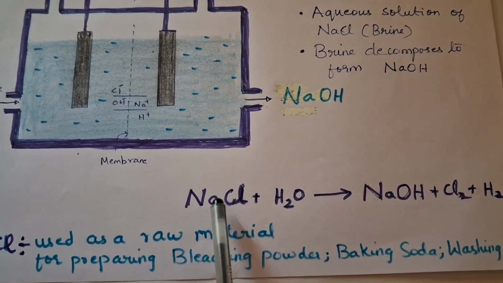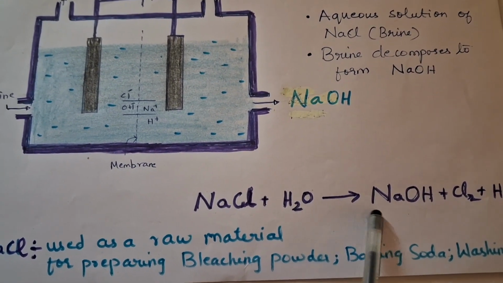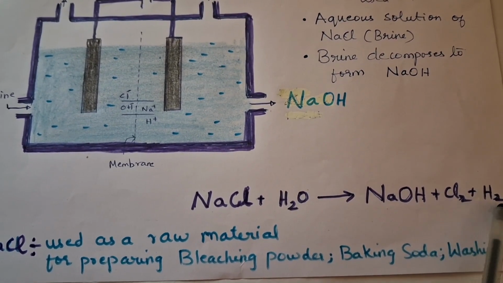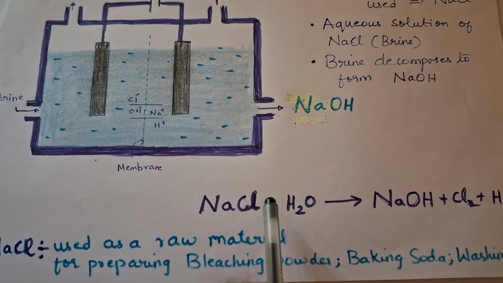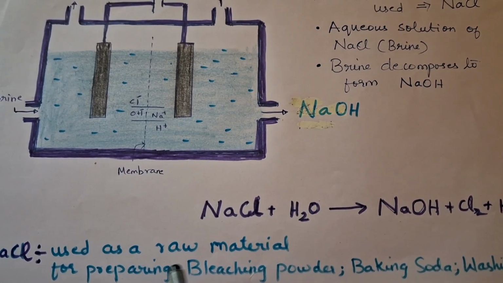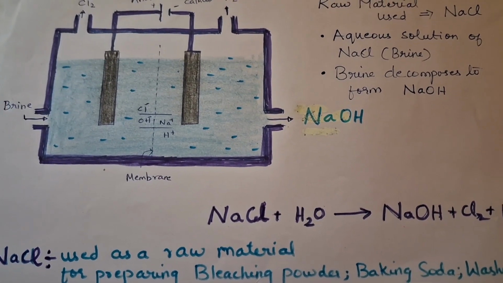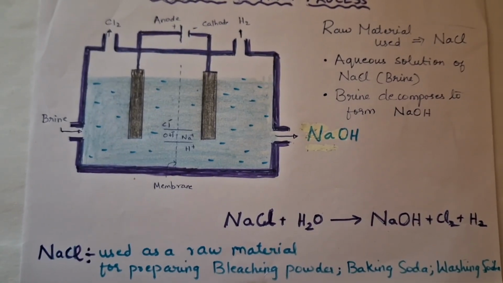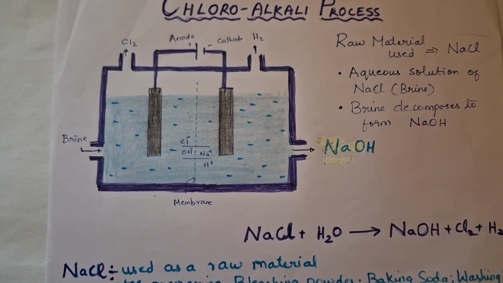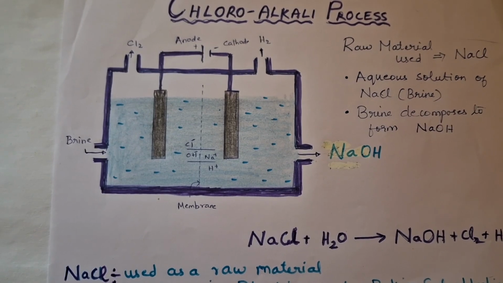So the equation is sodium chloride plus water, that is a brine solution. On passing current, you get sodium hydroxide, chlorine and hydrogen gas. This sodium chloride is one of the raw materials used for preparing bleaching powder, baking soda and washing soda. So the question may be, what are the raw materials used in the chloro-alkali process? Or they may ask, what is brine?